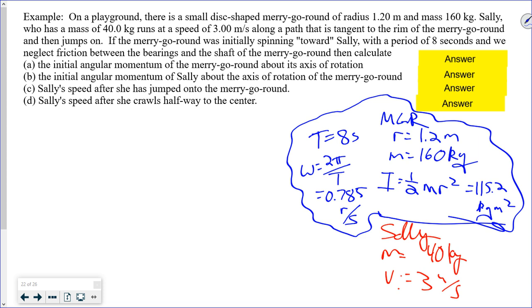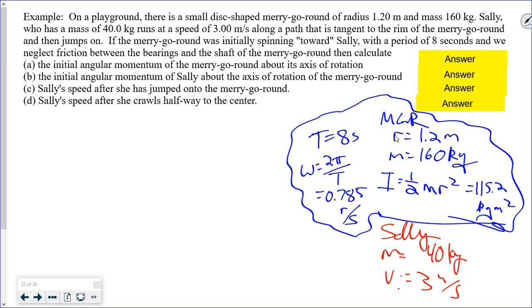So we've got to find the initial angular momentum of the merry-go-round and the initial angular momentum of Sally. This is weird. Angular momentum of Sally, she's running. You would think she just has linear momentum, but it turns out we can also treat her as having angular momentum. I'll get to all of that in a minute. Before we do, it is probably worth our while to make a drawing.